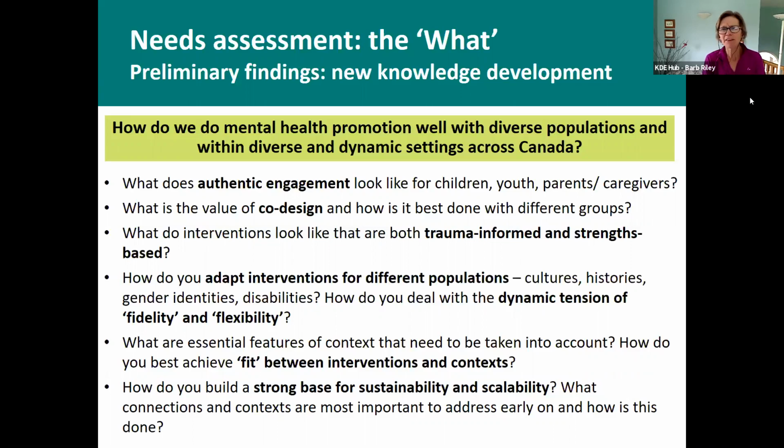Some of the things that have really been pop-out areas that we've seen within your initial proposals, within what's being done, I've tried to bold some of these key things. So authentic engagement, and that's with the children and youth, with parents, with caregivers, with partners. So how do you do that well? The authentic engagement relates to this whole idea of co-design. What's the value of it?